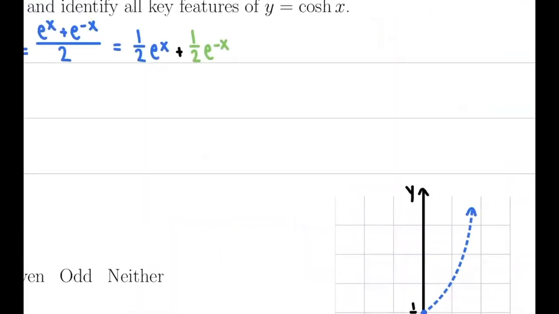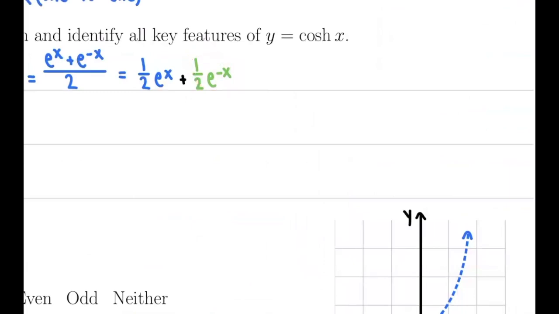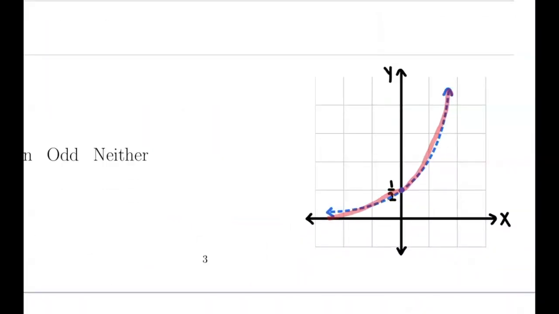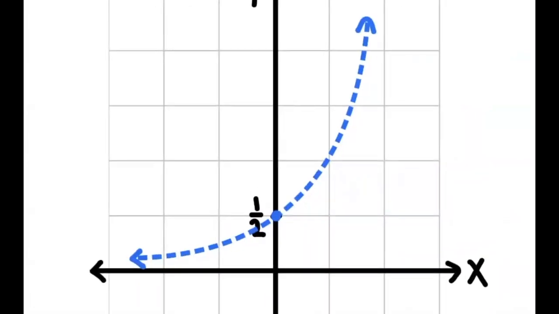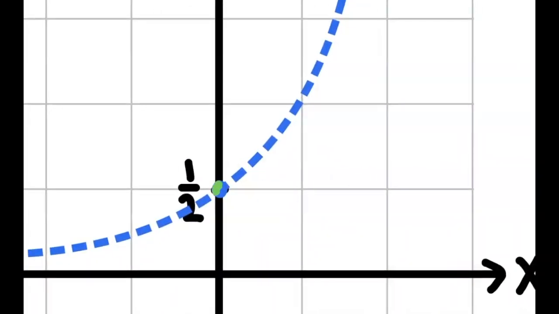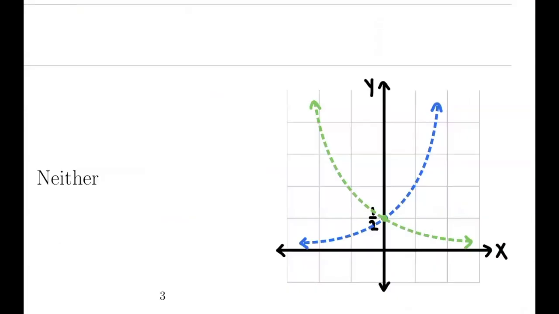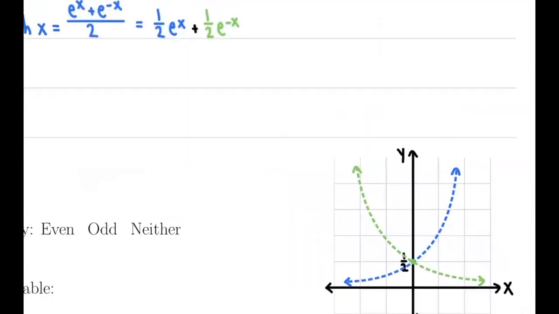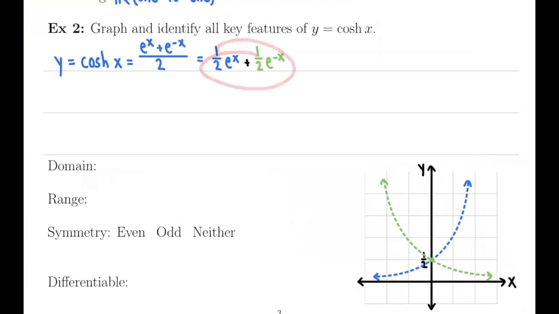Like I said earlier, you put a negative factor in front of the x, that's going to reflect the blue graph across the y-axis. So it's going to look like this, and it's going to have the same y-intercept. We're going to use these two to graph the sum, basically, to graph cosh.